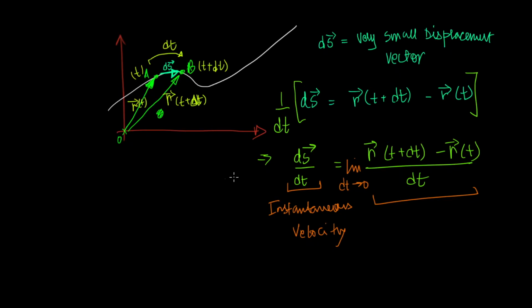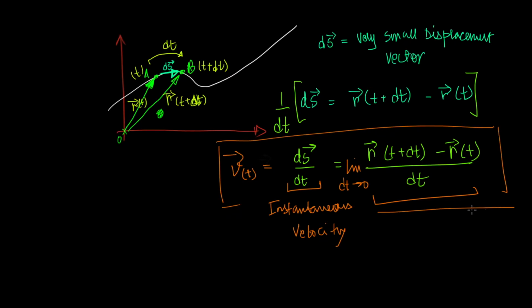So if dt is very, very small, then this term becomes the instantaneous velocity, or we call that the velocity at time t, and that has the form of the following expression. So this is how you would find the instantaneous velocity if you know the trajectory of the particle. But what does this term here represent? Well, this term represents the difference in the position vectors of the trajectory of the particle divided by dt.